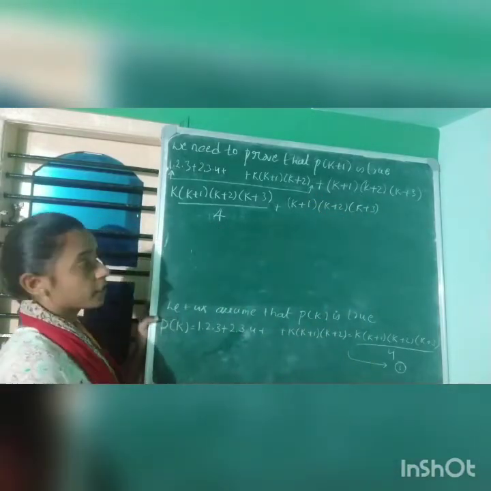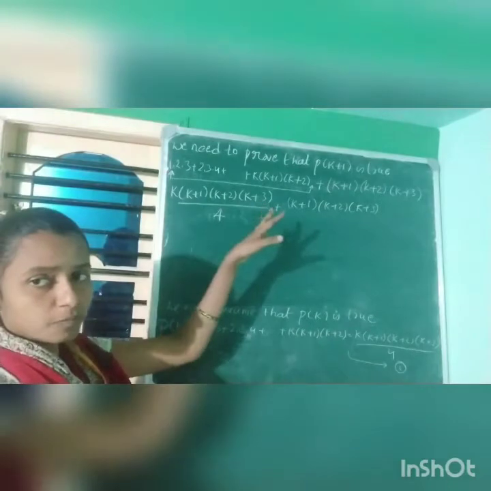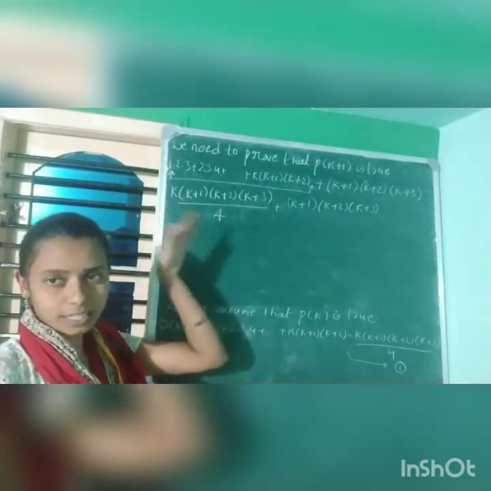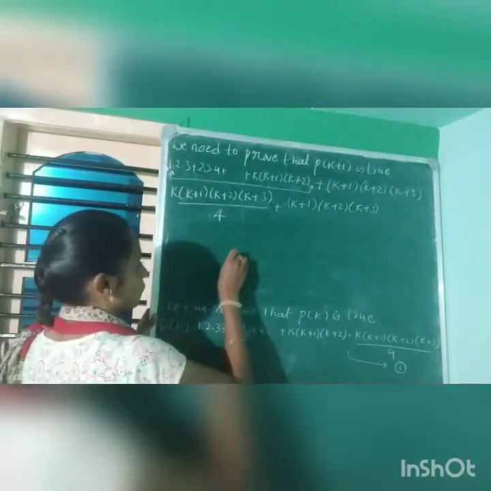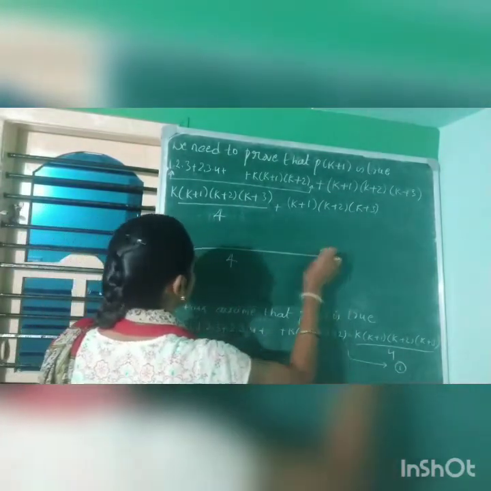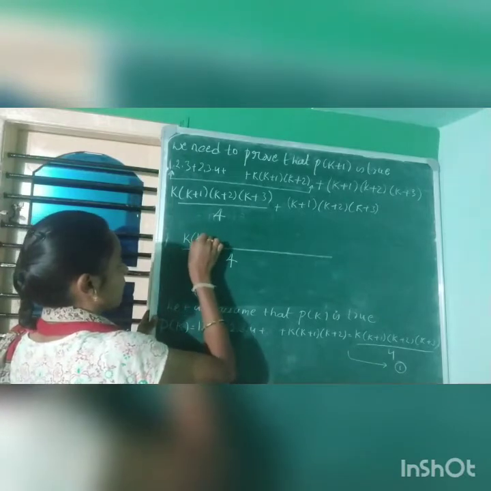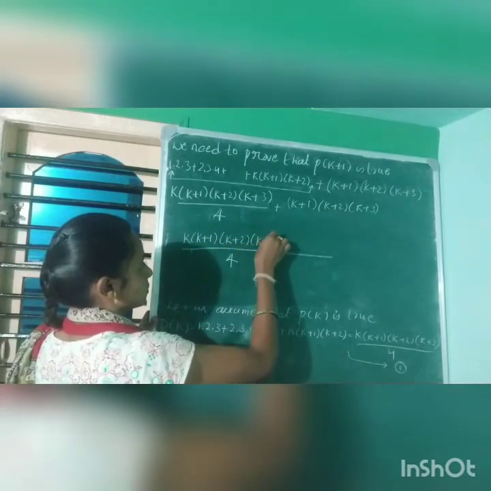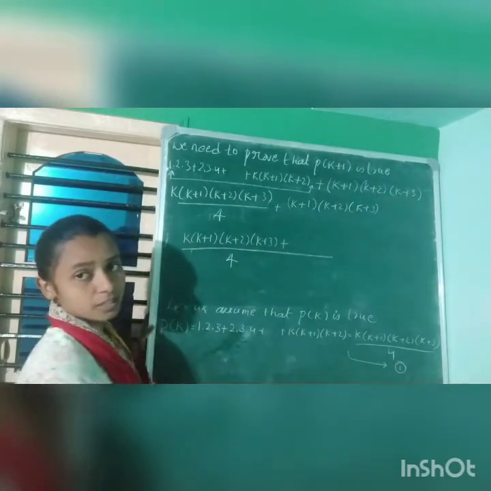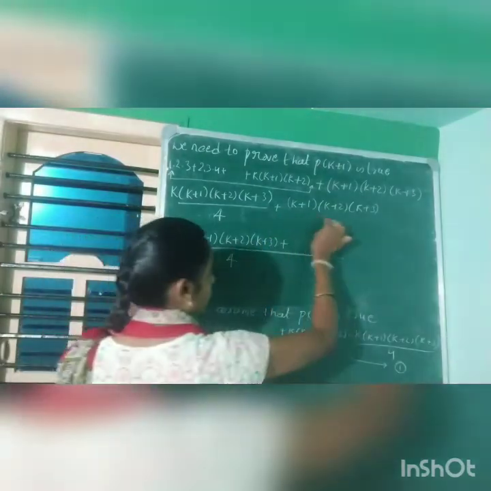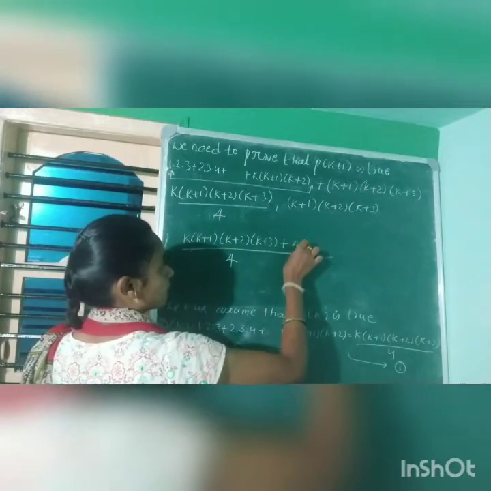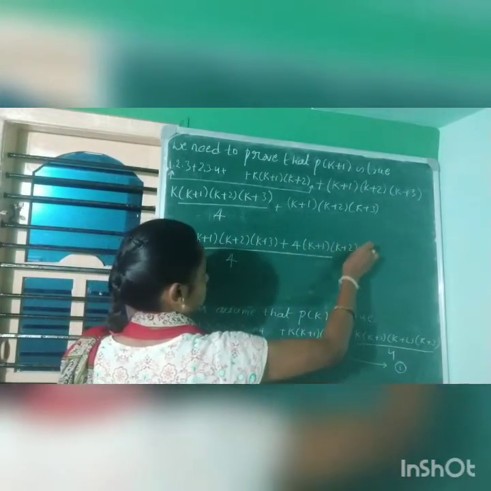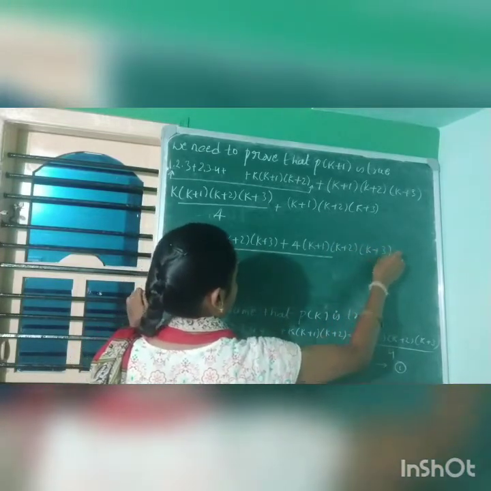Now, out of these two terms, one term has the denominator. In that case, you need to take the LCM. So I take this 4 as the LCM. You will get the terms like k into k plus 1, k plus 2, k plus 3, plus, you have to cross multiply, so for all the three terms this 4 will be there: 4 into k plus 1, k plus 2, k plus 3.